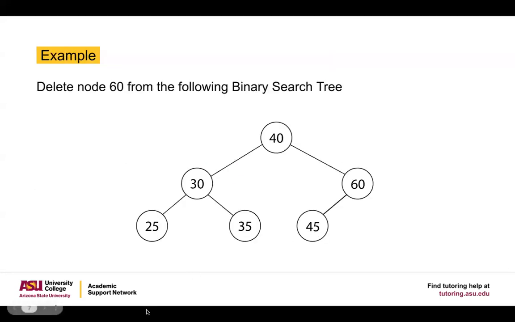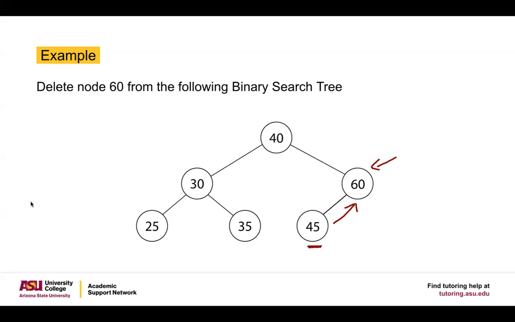So let's take a look at an example to delete the node 60 from the following binary search tree. So first we'll take a look at the node 60 and we can see that it has one left child 45. So we can just replace 45 with 60.